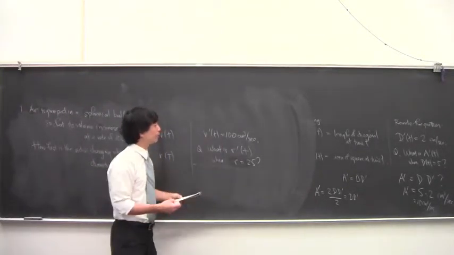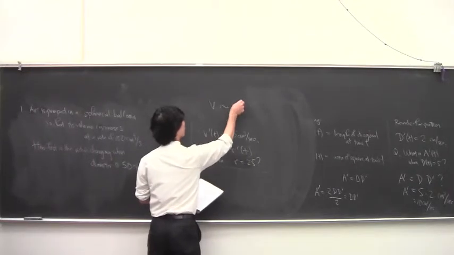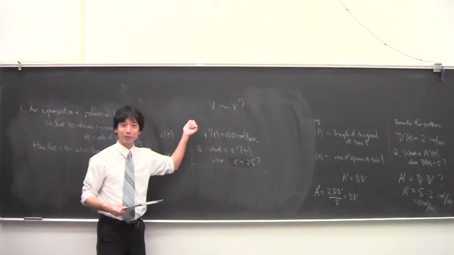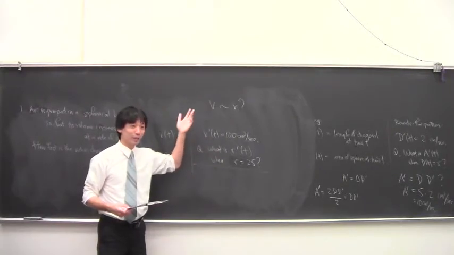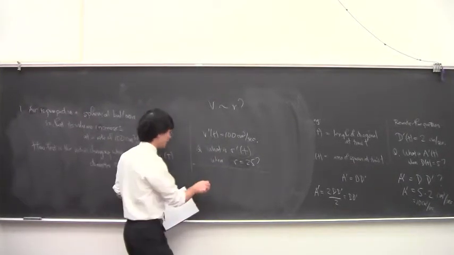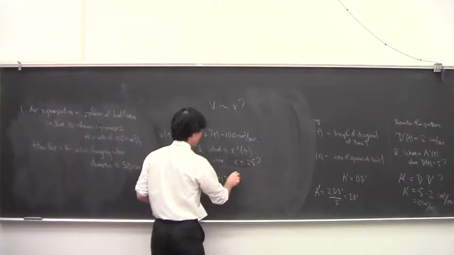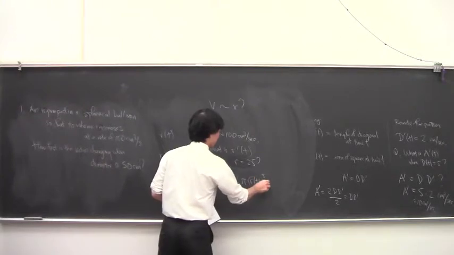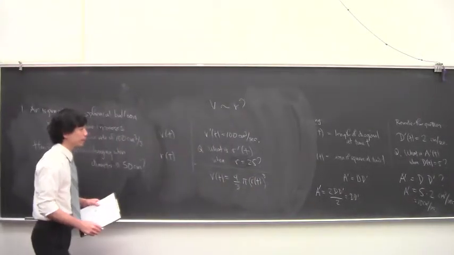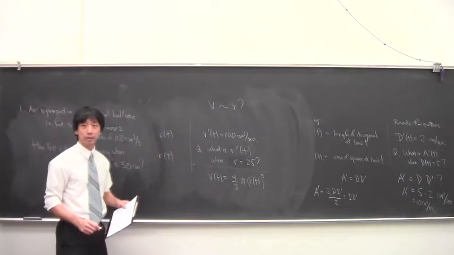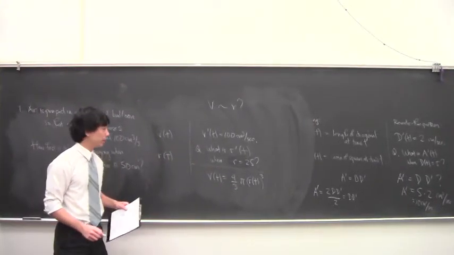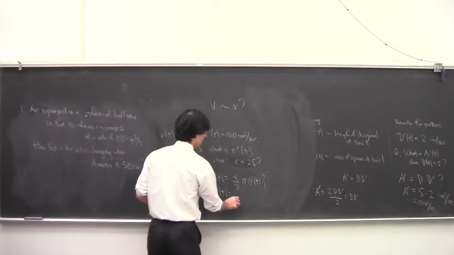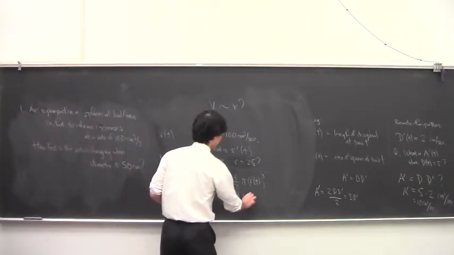So I want to find a relation between V and r. What's the relation between V and r? Does anyone remember this? Okay, go ahead. 4/3 pi r cubed. Yeah, so the volume of the sphere is 4/3 pi r cubed. And so you differentiate that, and you get V prime is equal to 4 pi r squared r prime.